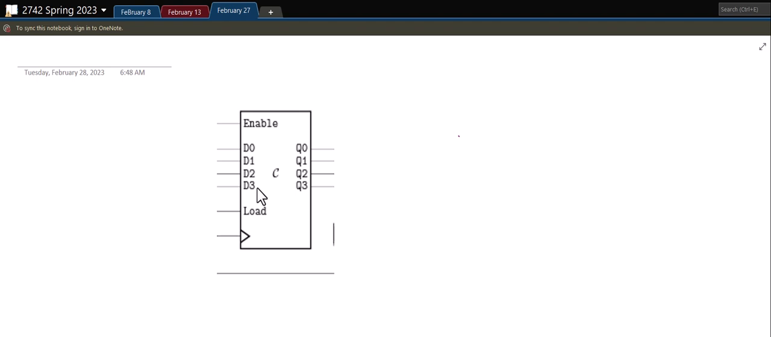Alright, so this next one is going to go 5, 6, and then up to 15, and then wrap around to 0, 1, and then when we get to 1, we're going to load 5. Okay, so this one's a little different. So let's take a look at what we've got. 5, 6, up to 15, and then go back to 0. Now that's the normal counting sequence.